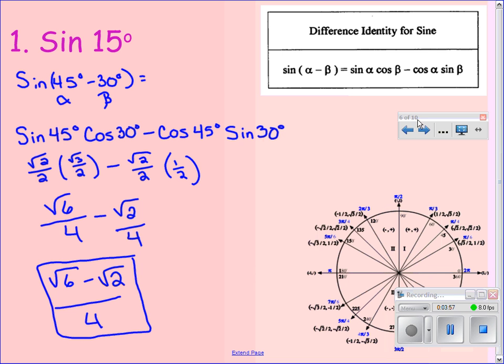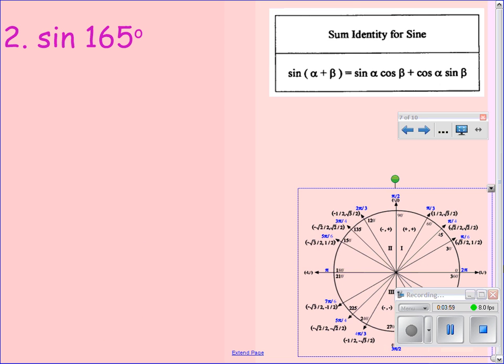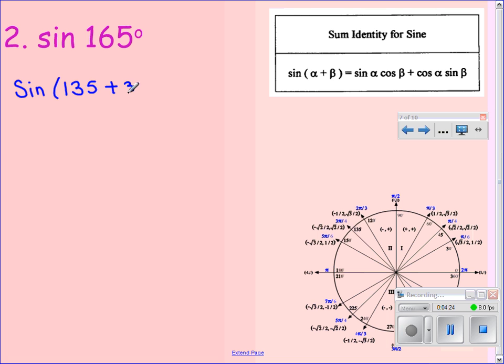All right, example 2. Here we're looking for two things that add or subtract to 165. Looking on your unit circle, if you use 135 and 30, you'll get 165. So we're going to add 135 plus 30. 135 is our alpha, and 30 is our beta. Now we have sine of 135.